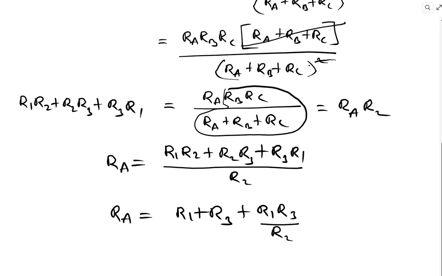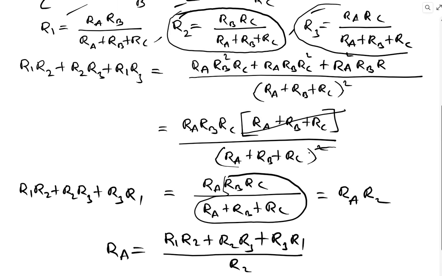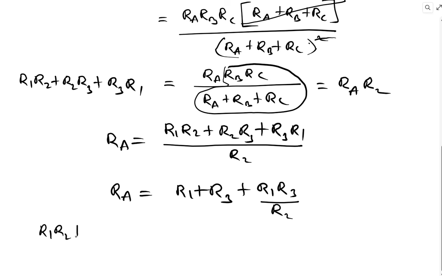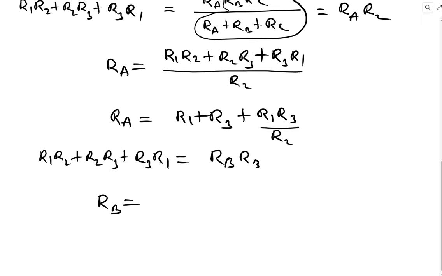Now similarly, if you take RA RC, that is R3 here. So in place of this, we can also write R1 R2 plus R2 R3 plus R3 R1 equals RB times R3, since RA RC gone means RB will be there. So RB equals, where R3 is cancelling, here and here, R1 plus R2 plus R1 R2 by R3. So this is RB.